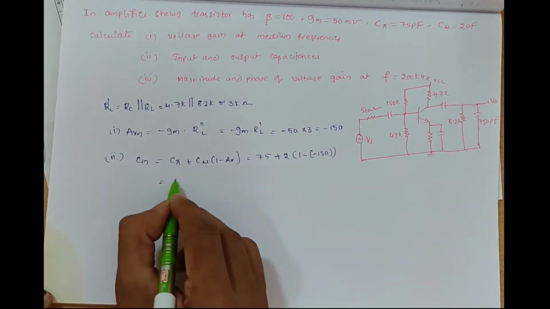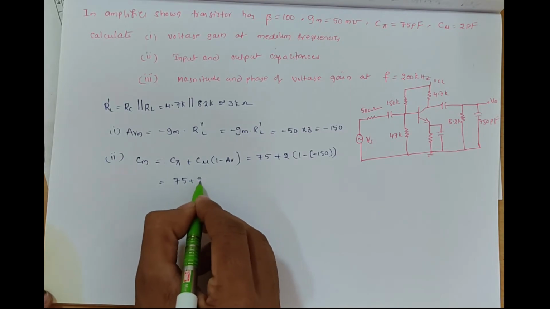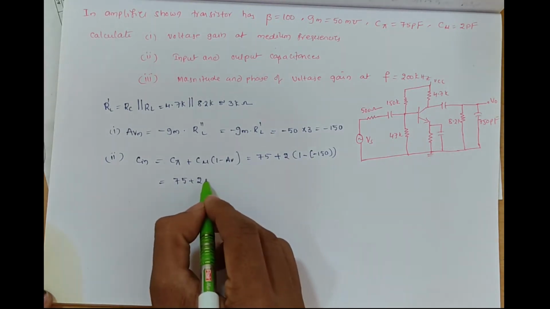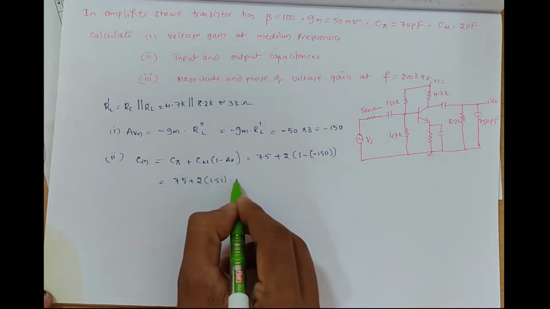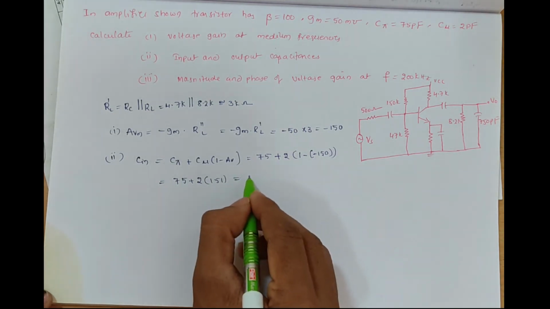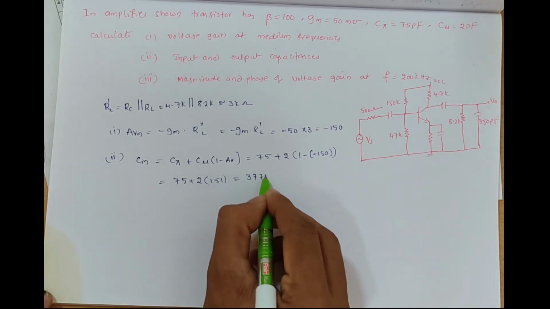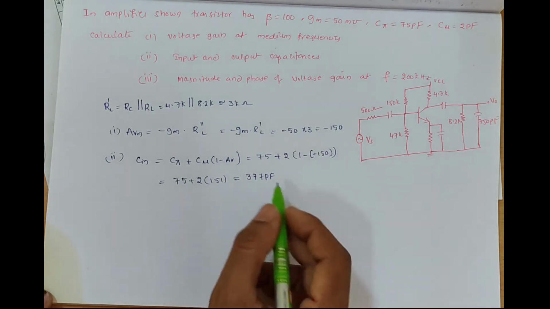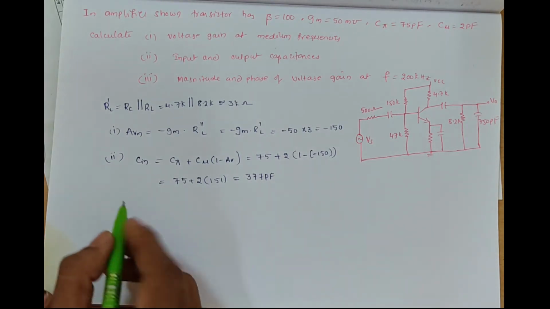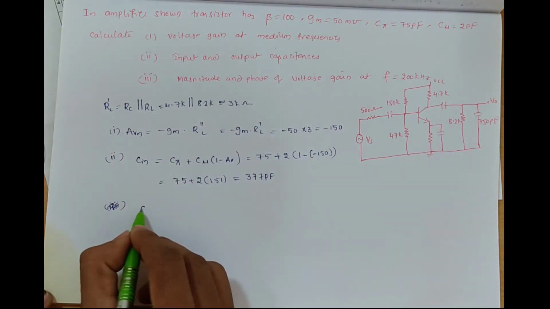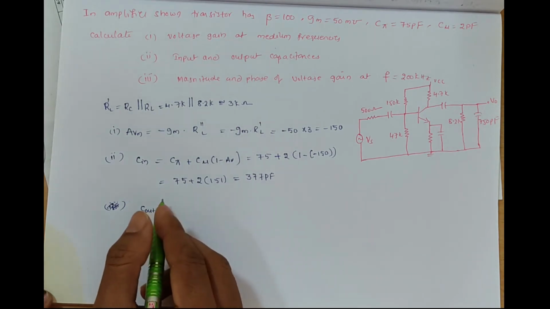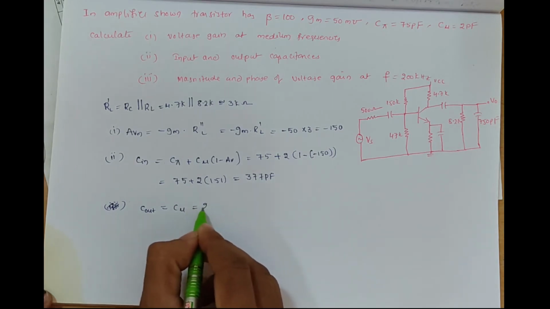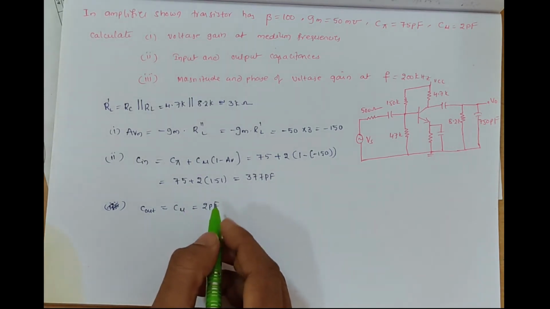From this we can write 75 plus 2 into 151. 2 into 151 is 302, and 75 plus 302 equals 377 picofarad. Output capacitance C out is approximately equal to C mu, that is 2 picofarad only.